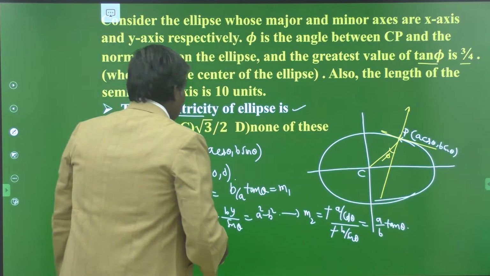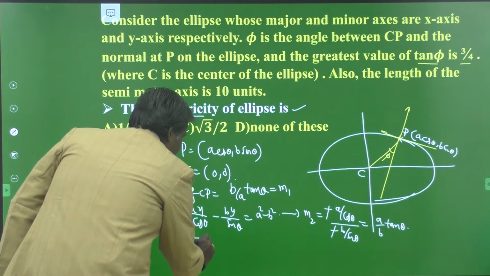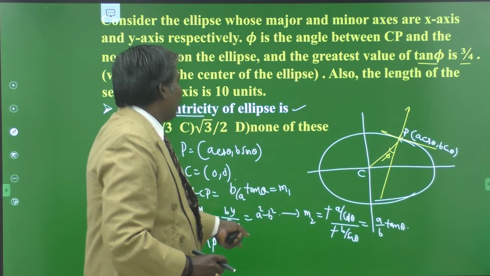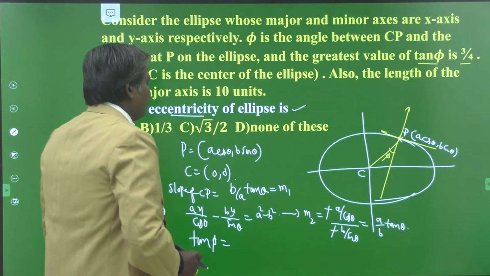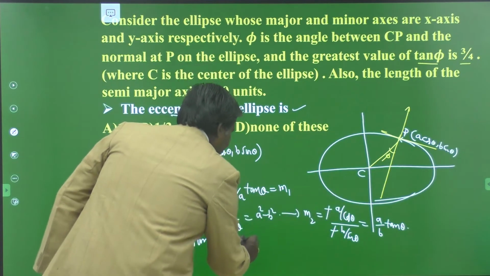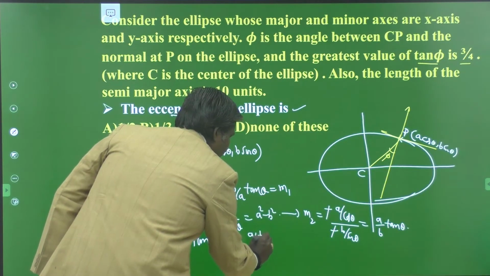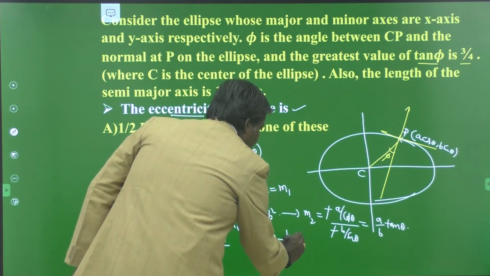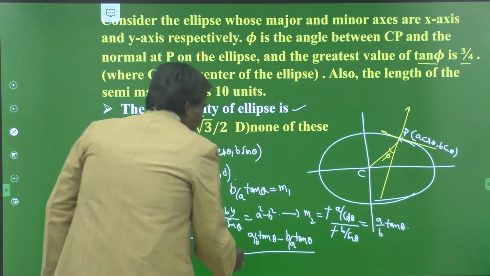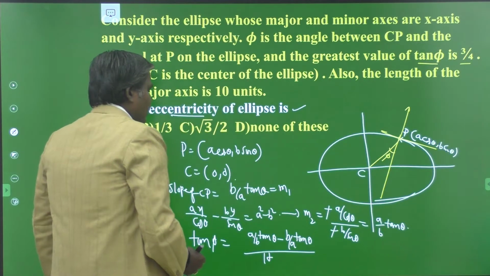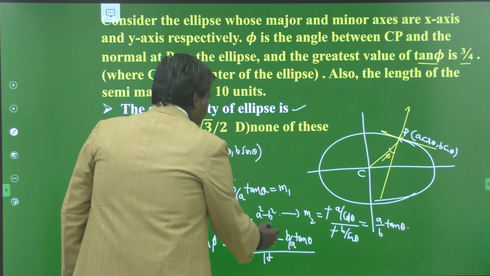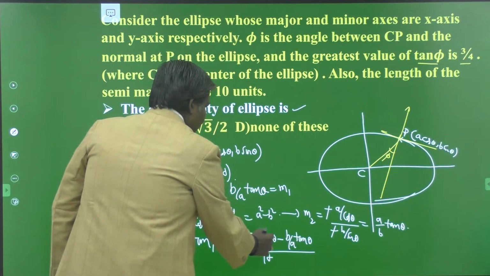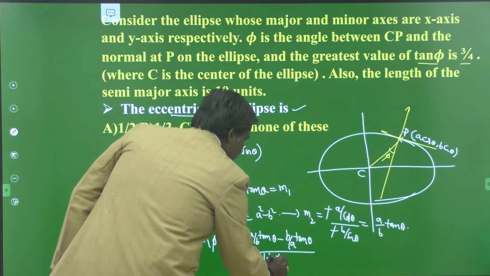Can you write tan phi or not? Phi is the angle between these two lines. Then you can write tan phi as (m1 minus m2) by (1 plus m1 m2) or (m2 minus m1) by (1 plus m1 m2). So a by b tan theta minus b by a tan theta by 1 plus m1 m2. This is ab, this is ba, cancel out, tan square theta is there.